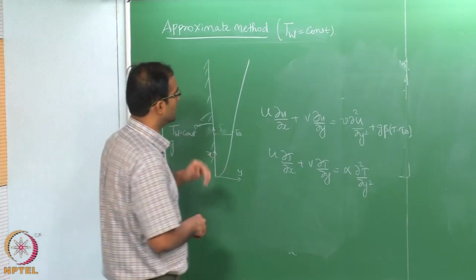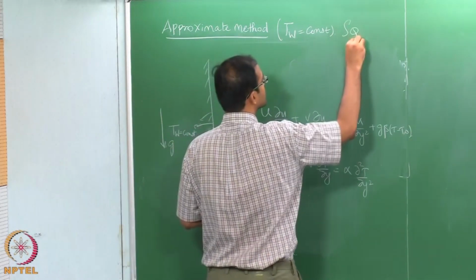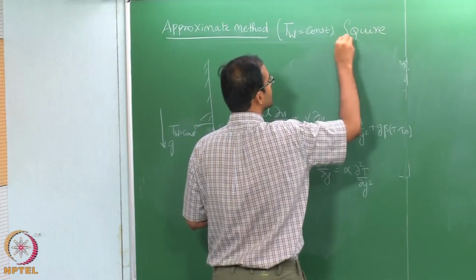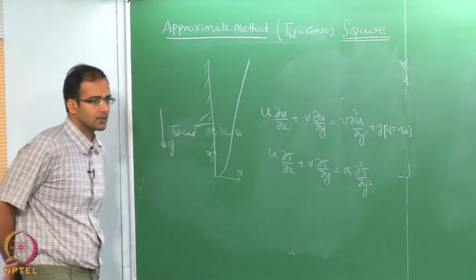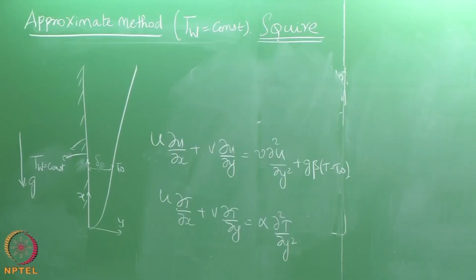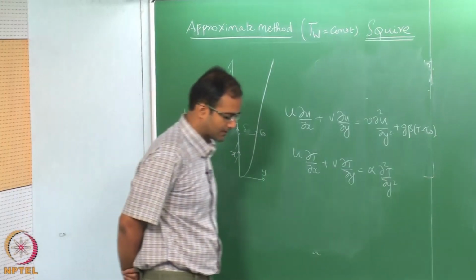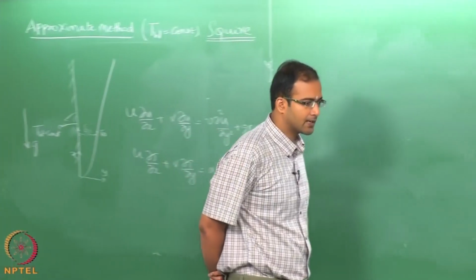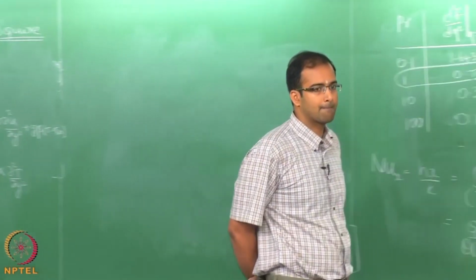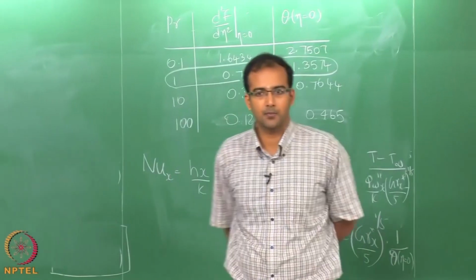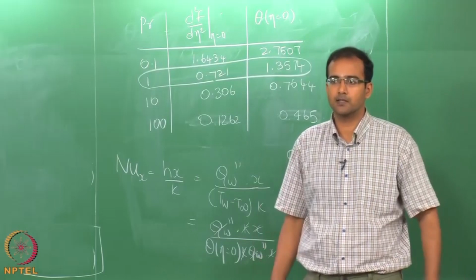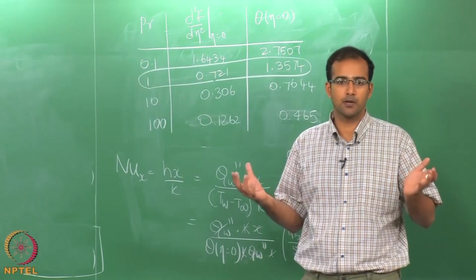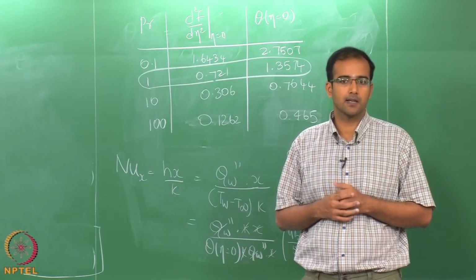Now, this solution was done by a person called Squire. This is also called the Squire solution. This is an approximate method. Now, when we do the Squire solution, you should understand that once we get the integral equation, what is the next step? We guess the profiles for velocity and temperature, substitute them into the integral equation, and convert this into a simple ODE, which we can straight away integrate.